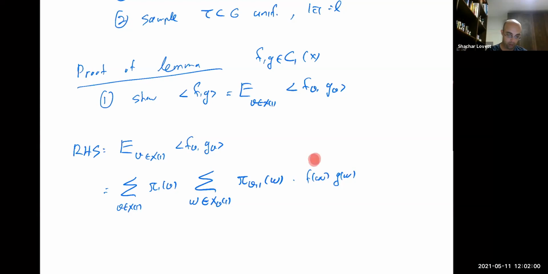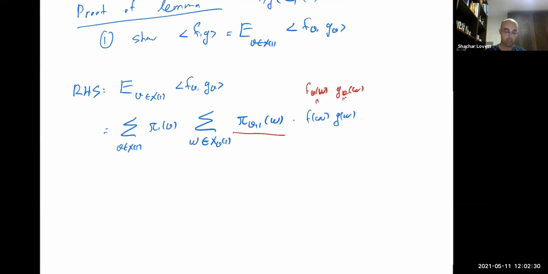Again, I'm just reminding you that this just equals FV of W times GV of W, right? So we can already move to F and G. So how can we simplify? Well, the first thing is just to ask yourself, how did we define this probability? Well, this is a conditional probability of sampling W from all the neighbors of V. So we can just spell this out.